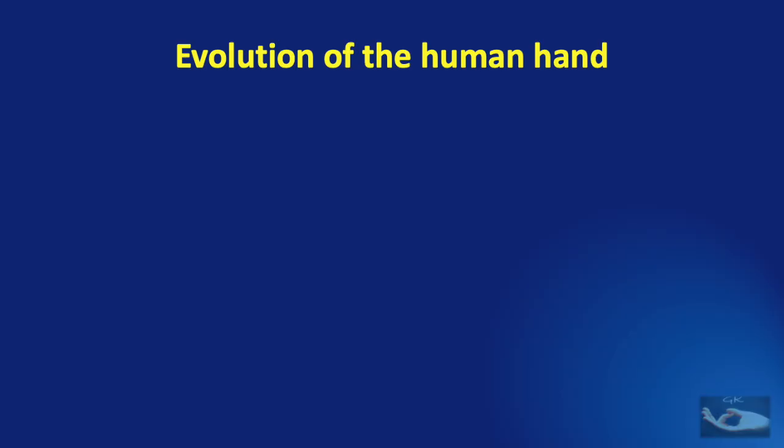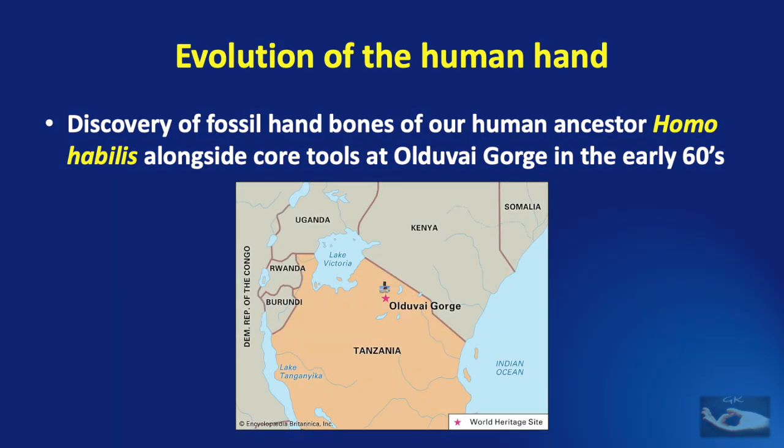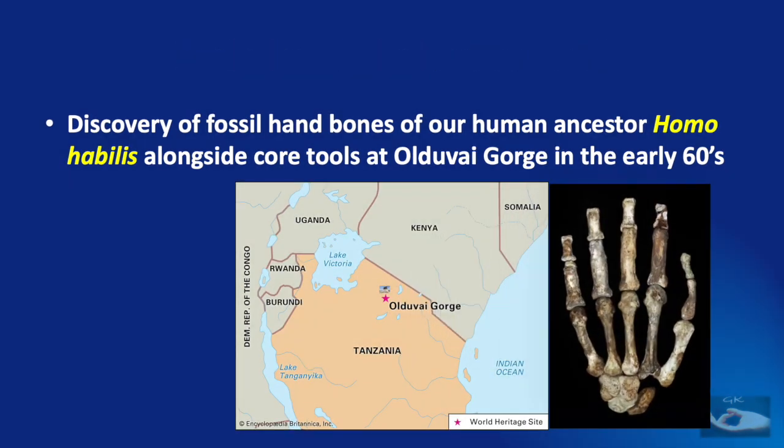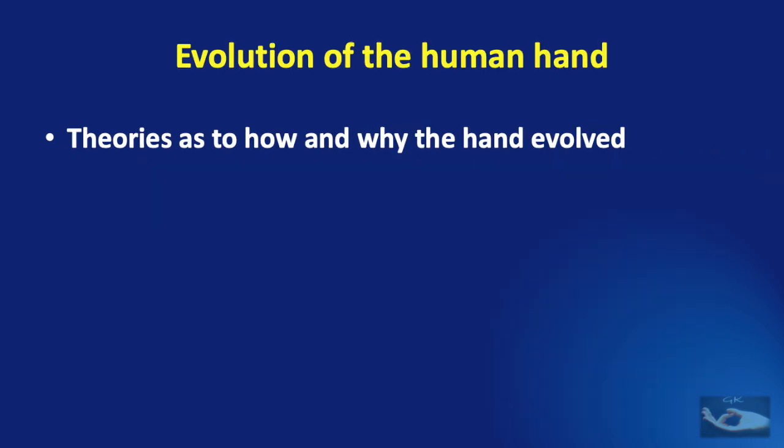When we start to study about the evolution of the human hand, we will need to study about the discovery of fossil hand bones of our human ancestor Homo habilis alongside core tools at Olduvai Gorge in the early 1960s. This gorge is present in Tanzania, where the bones of the species resemble our hand bones. Since then, the evolution of the human hand has been a source of great speculation and debate.